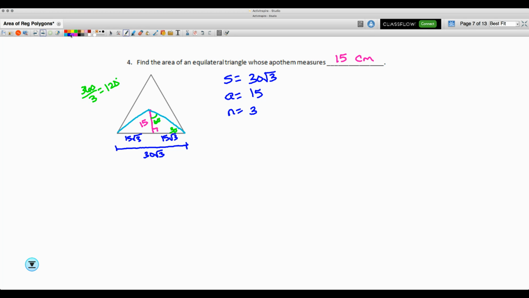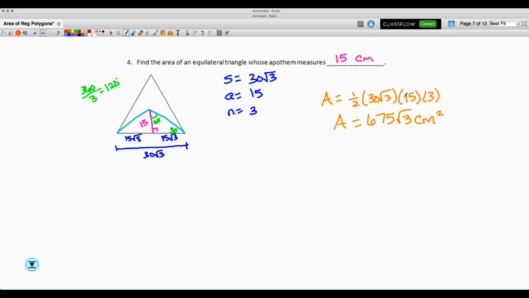And so now we just crunch the numbers, as I say sometimes. So 1/2 times 30 square root of 3 times 15 times 3. And of course, that's in any order. We would get 1/2 times 30 is 15, times 15, times 3. So that's 675 square root of 3 centimeters squared.